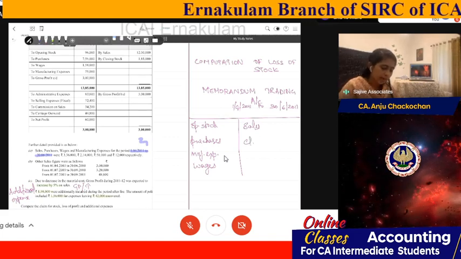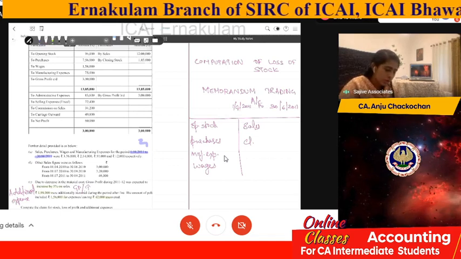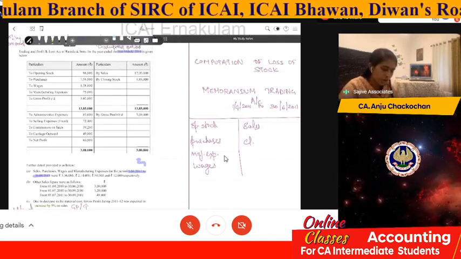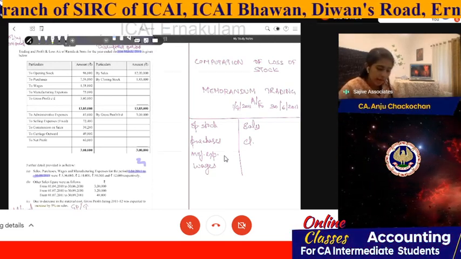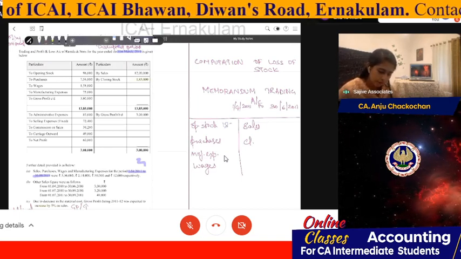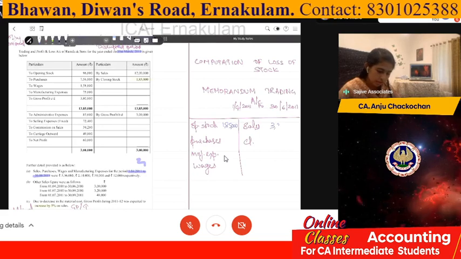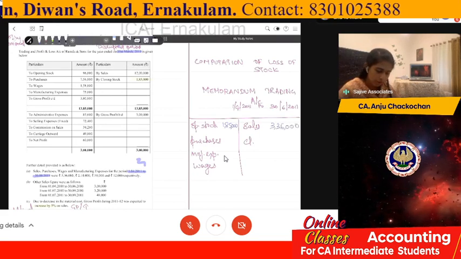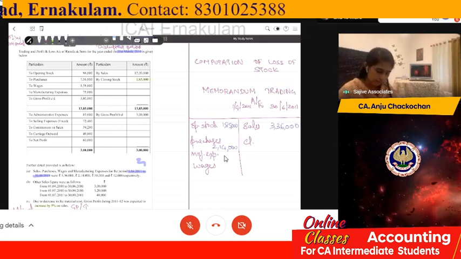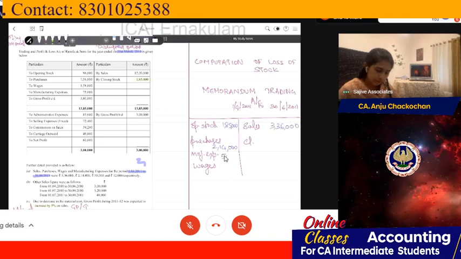Opening stock, you can get it from the previous year's trading P&L. So it will be the closing stock of the previous year, which will be the opening stock this year. 1,85,000 will be the opening stock. Purchases is given in the question. Sales is 3,36,000, 2,14,000 is the purchases. See, everybody, I'll work this out and only then you take this up. Wages is 51,000.